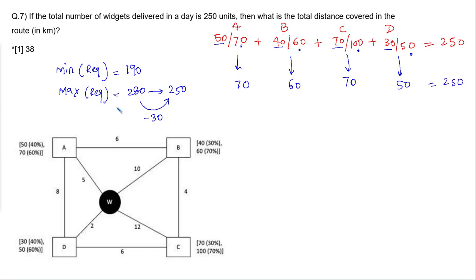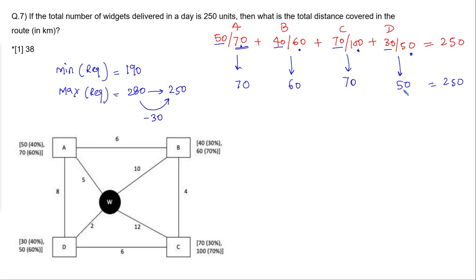We cannot remove. If we subtract 20 from this, then we need to subtract 10 more. So there is no any difference. There are no any two numbers with the difference 10 under a specific location. So this is the only possibility that we are having. From location A the demand is 70, from location B the demand is 60, from location C the demand is 70 and location D the demand is 50.